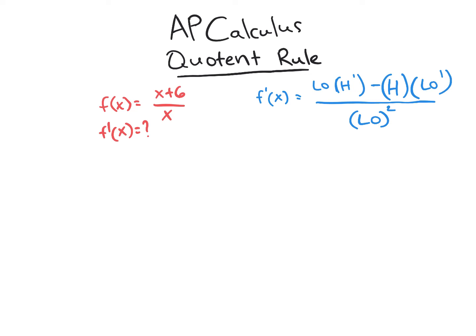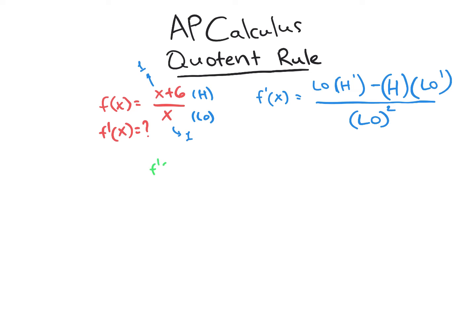So this is our high, because it's on the top, and this is our low, because it's on the bottom. What is high prime? High prime is derivative of your high, and in this case it would be 1. And then low prime is the derivative of your low. In this case it would be just 1. And then low squared is just x squared. So now let's use that formula and solve from here.